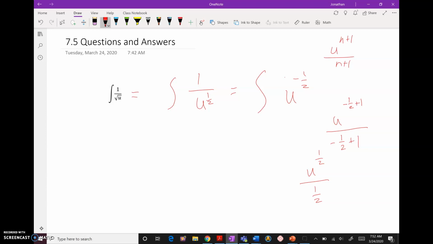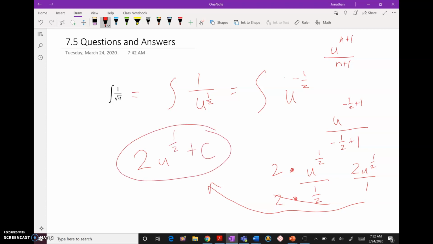Dividing by 1/2 is like multiplying by 2. Or if you want to think of it this way, to simplify, I'm going to multiply the top and bottom by 2. Okay? So 2's cancel down here, and I'm left with 1. And I have 2u to the 1/2 over 1, which simplifies to, I'm running out of room in the corner, so I'm just going over here quick, 2u to the 1/2 plus c is my final answer.